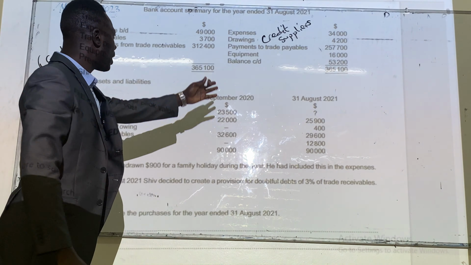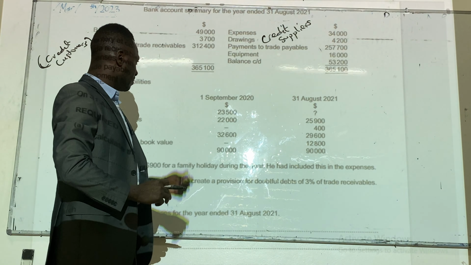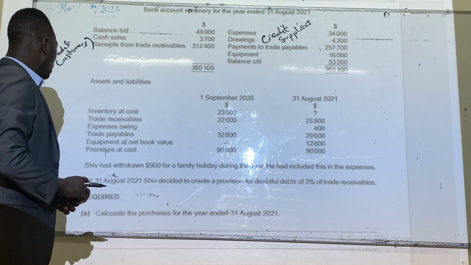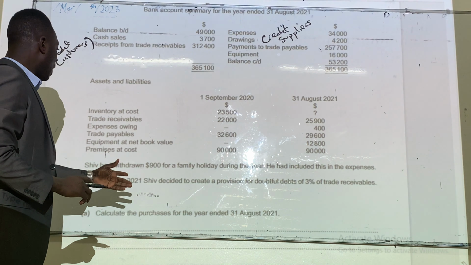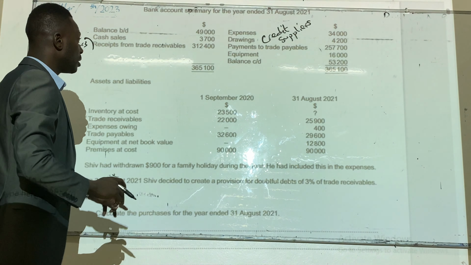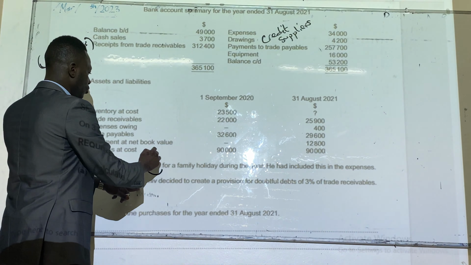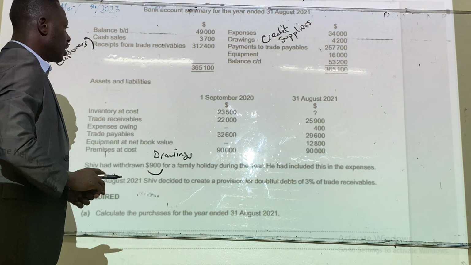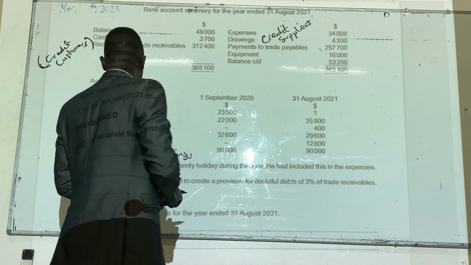So then we have equipment, which is an asset, and the balance. So we have our assets and liabilities to be this. The question says that she has withdrawn 900 for a family holiday, which is part of our drawings. So he had included this as the expenses.